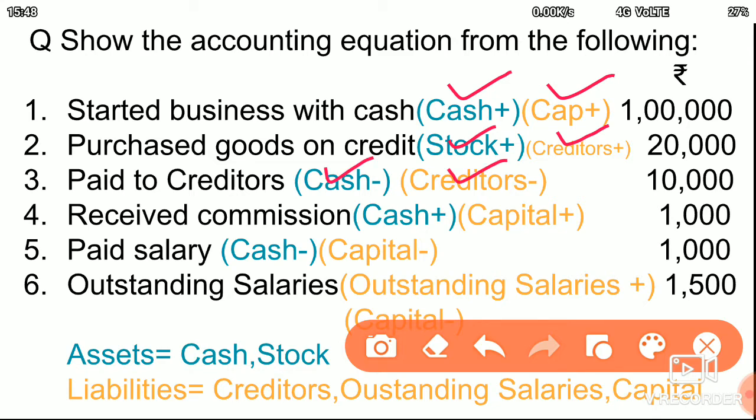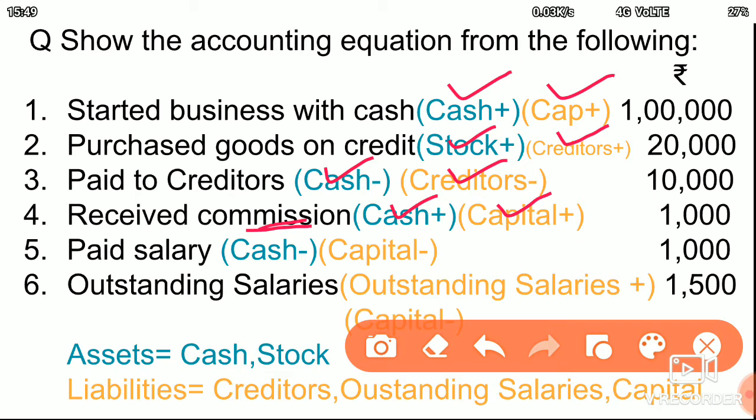Number four, received commission. The organization is receiving cash in the form of commission, so one will be cash account, the other one will be capital account, because commission is an income and we cannot show the income account in the accounting equation, because the accounting equation takes only assets account, liabilities account and capital account. So indirectly we will adjust the income account with the capital, and an income account will increase the capital account, and if it is an expense account it will decrease the capital account.